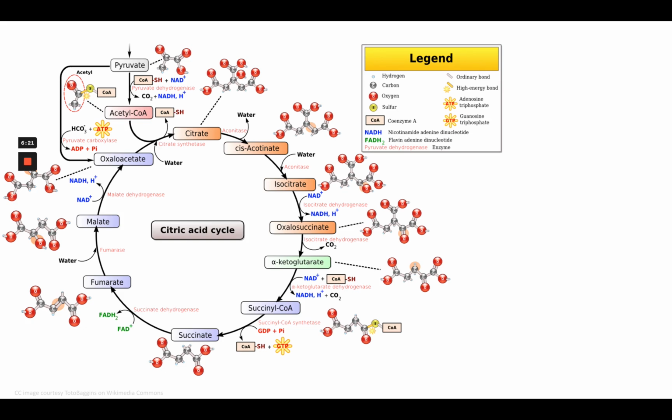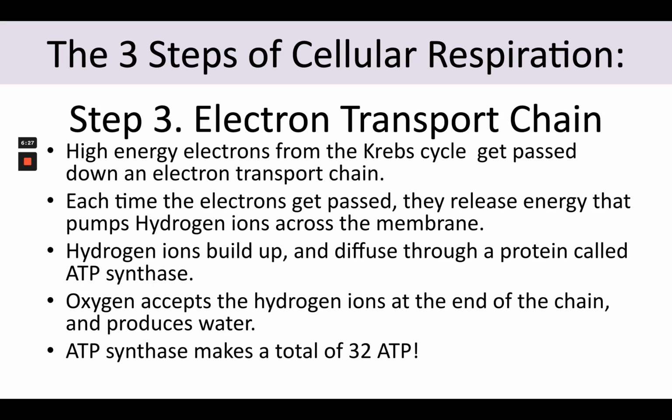But what you are responsible for knowing is that we take the pyruvates and break them down, and what we get is the waste product of carbon dioxide and 2 ATP, along with those high energy molecule carriers that we need for the third and final stage of cellular respiration. Step 3 is the electron transport chain, or the ETC.